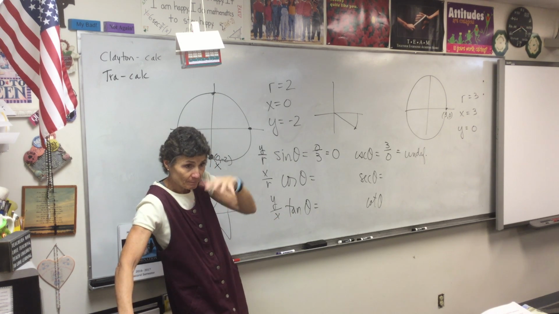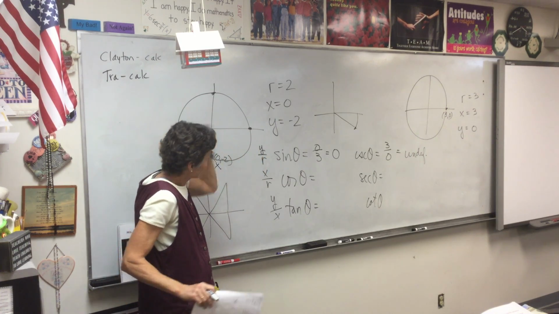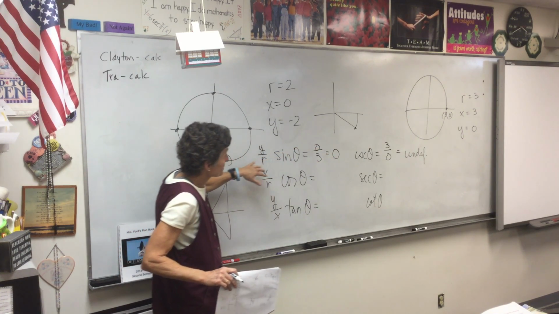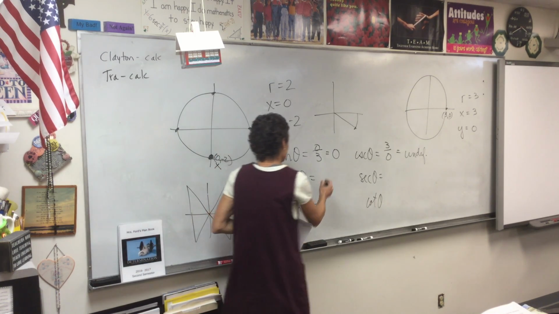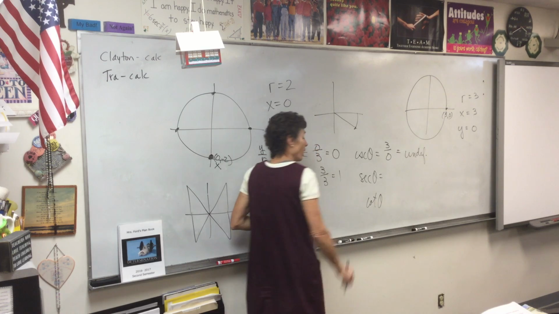Everybody hear that? All right, what's my cosine? Look at your given. What's my cosine? 3 over 3. So it's going to be 1.